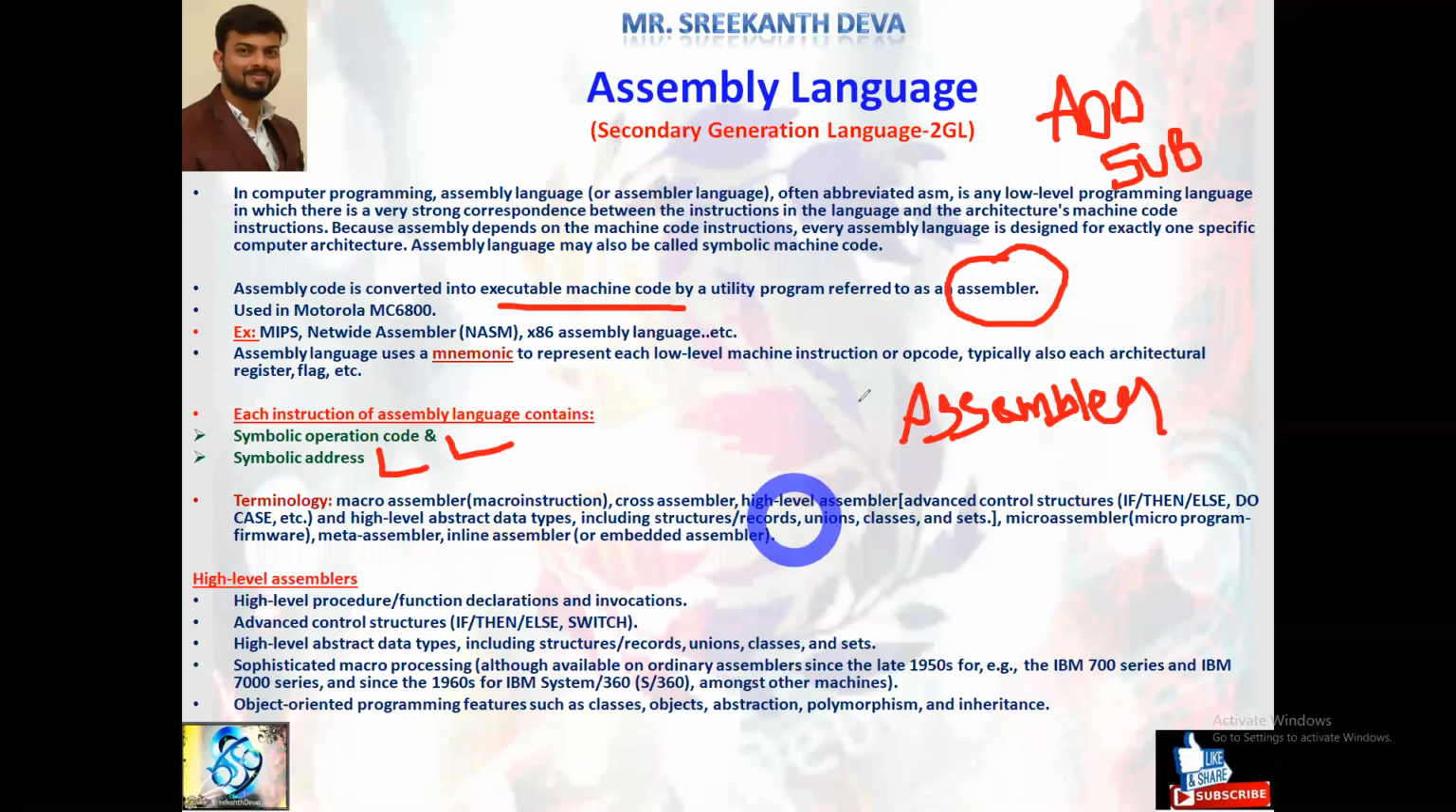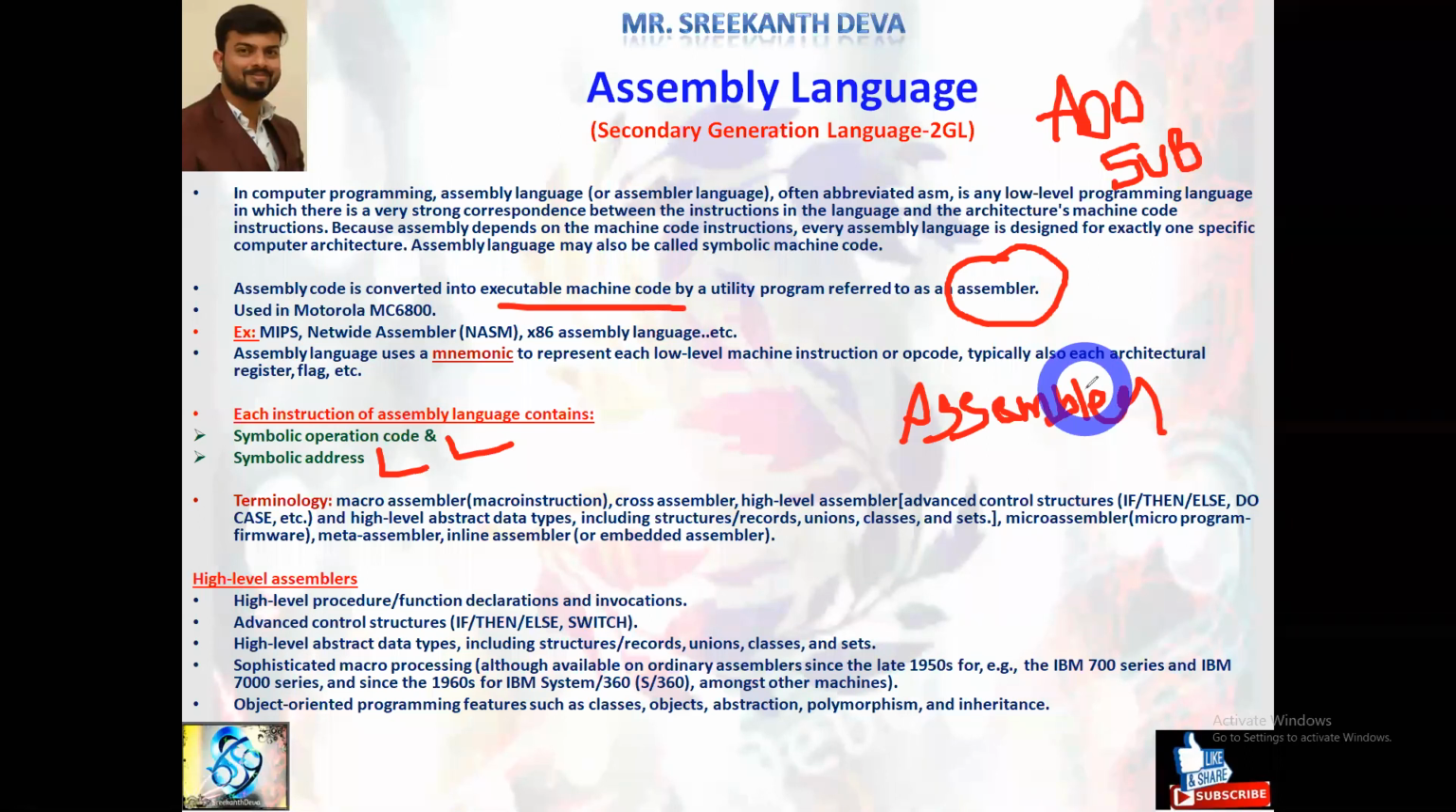See, these are all in the form of assembly languages. Here you need to remember assembly languages. Here we are representing symbolic operation codes, like mnemonics, and symbolic addresses. That requires an assembler. Assembler is a translator required for converting assembly language into machine code.